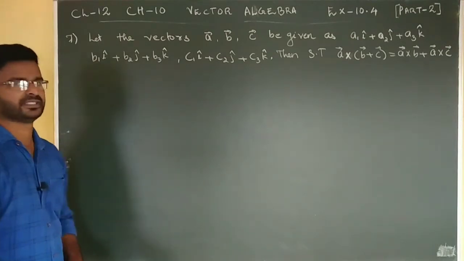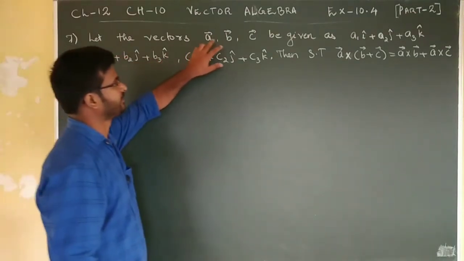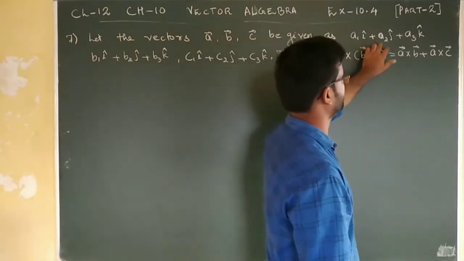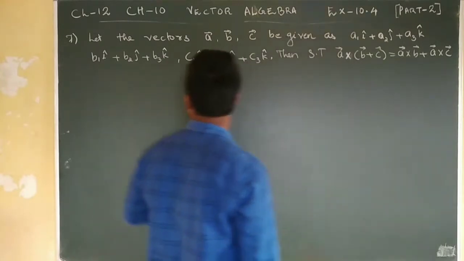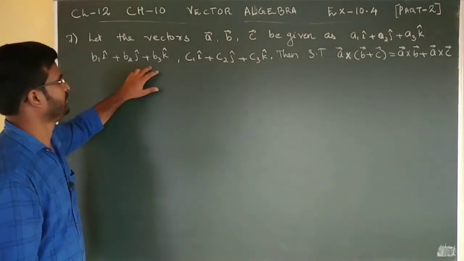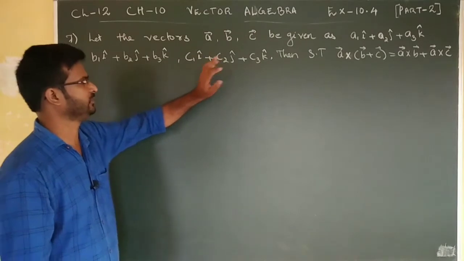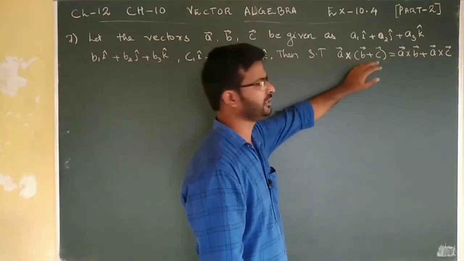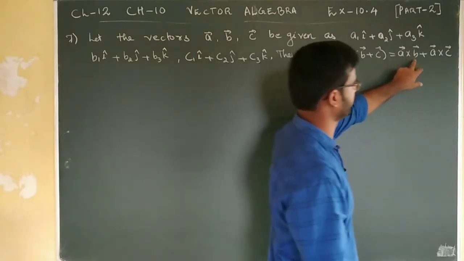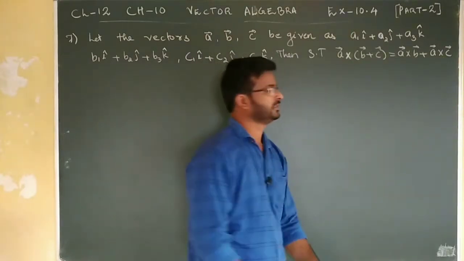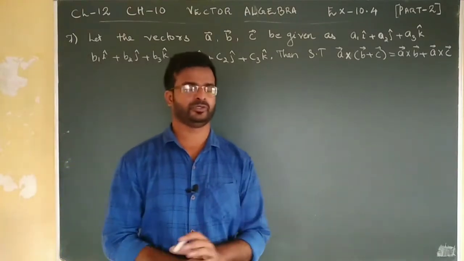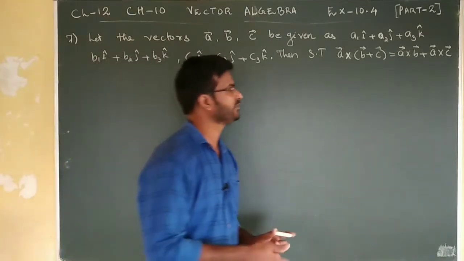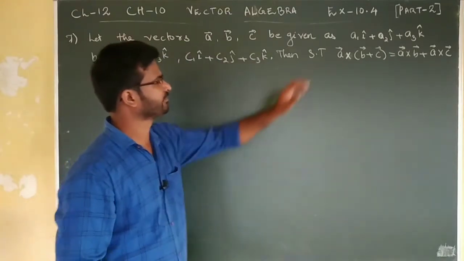Next question, question number 7. Let the vectors A vector, B vector, C vector be given as A1i, A2j, A3k, B1i, B2j, B3k, C1i, C2j, C3k. Then show that A cross (B plus C) equal to A cross B plus A cross C. That is our question. Already you know how to take cross product using determinants. Anyway, we can do. First take LHS.